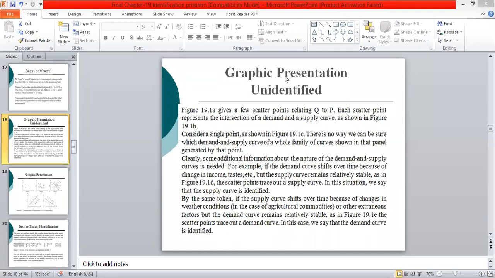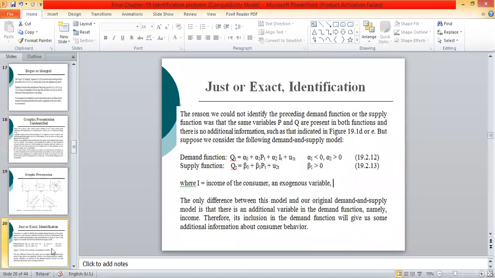And when you have additional information regarding the supply, regarding the weather, that additional information helps us in identifying the demand equations. So the next topic is, we have finished the under-identified or unidentified equations. Now we move to the just or the exact identified. And what are the just or exact identified equations?